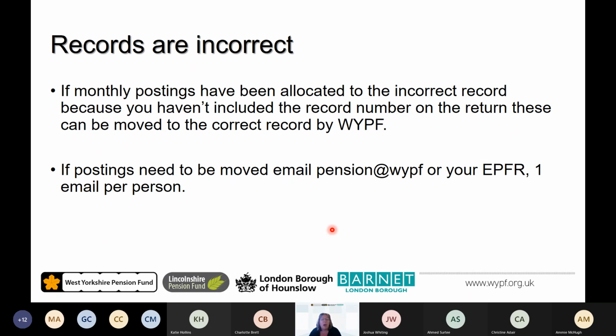But please only send one email per person, because then we can get that email put onto the member's individual record, and we've got an audit trail to show that you've told us that postings have gone on to the wrong records.